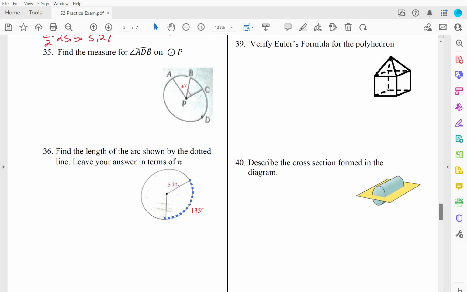Okay, find the measure for the arc ADB. So, ADB. Alright, so it's really just going to be 360 minus 40. So that's 320 degrees.